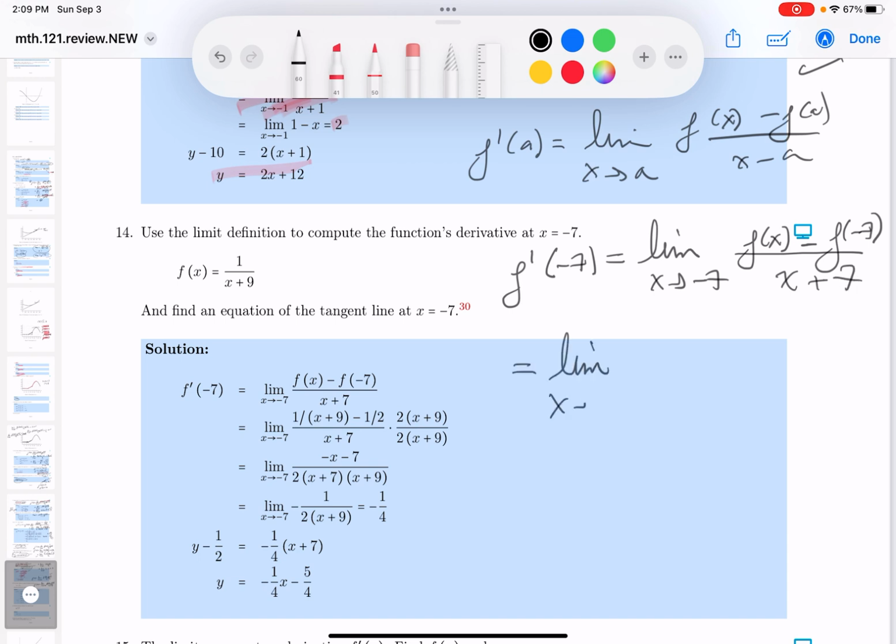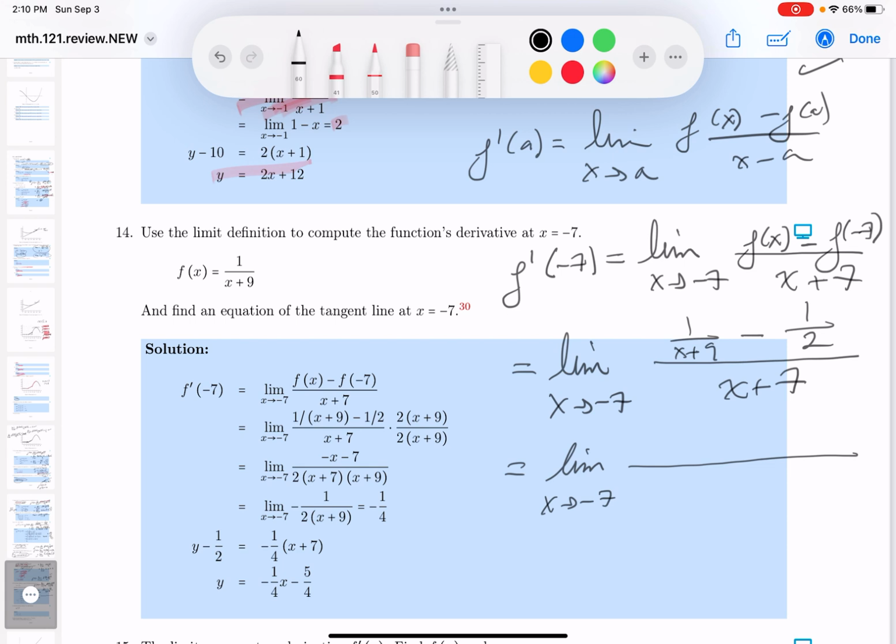Limit, x goes to minus 7. And again, I do know the function. I put this over here, x plus 7. The bottom's not much I can do about. What do you get on top? You get 1 over x plus 9, and then you get minus 1. I'm going to evaluate the function at minus 7. Well, it's going to be minus 7 plus 9, which is 2. What I'm going to do now is multiply the top and the bottom by the minor LCD.